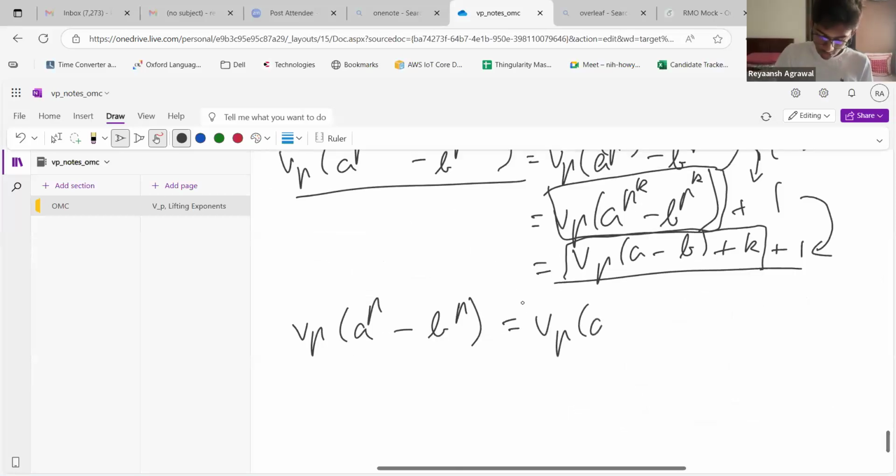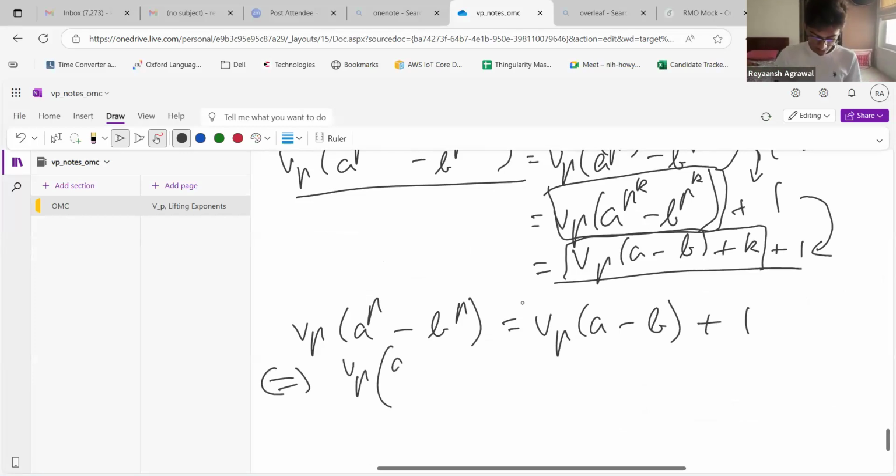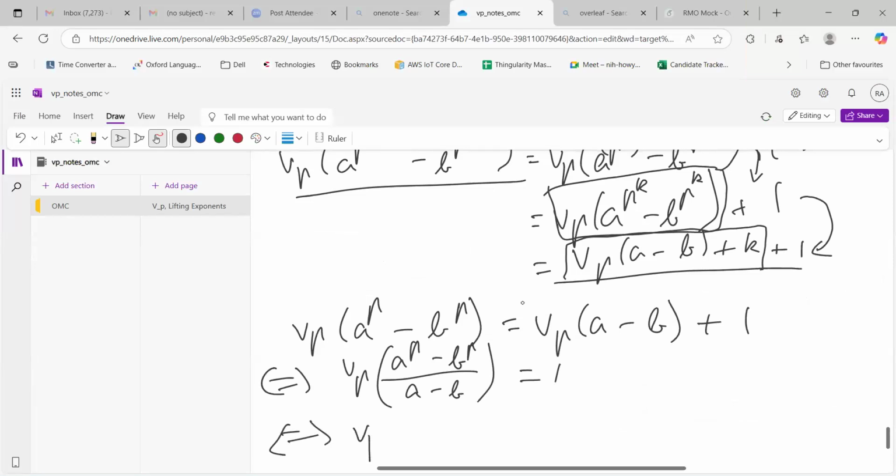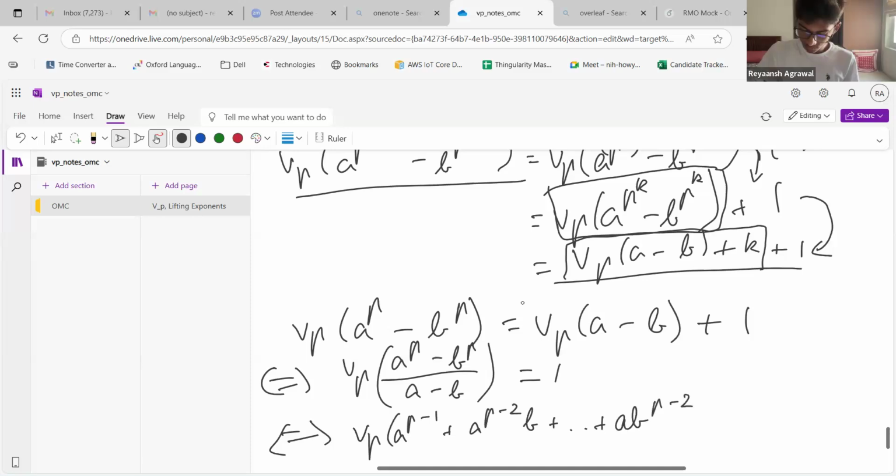So we just now want to show that VP of A^P minus B^P is equal to VP of A minus B plus 1. Now, A^P minus B^P is divisible by A minus B. So we want to show that VP of (A^P minus B^P) over (A minus B) is equal to 1. What is (A^P minus B^P) over (A minus B)? Like A^(P-1) plus B times A^(P-2) and so on till B^(P-1).